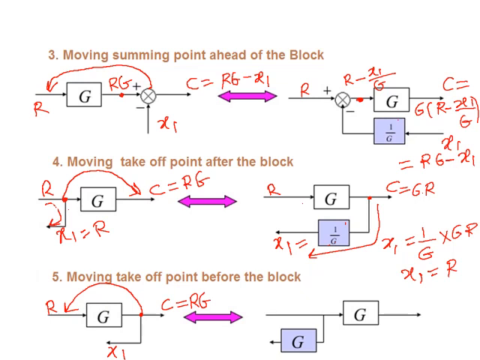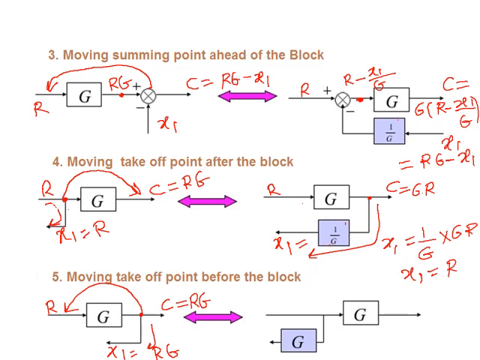And what will be this x1? Look at this. This is actually the takeoff point, so the signal is coming from the output. So x1 will be the same here. What will be x1? x1 is equal to RG. That is nothing but C.